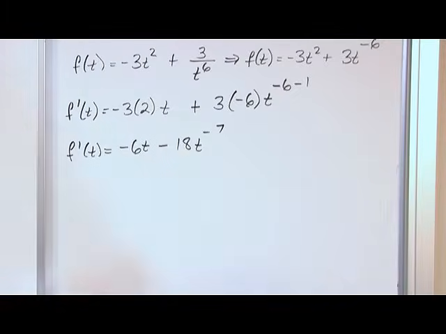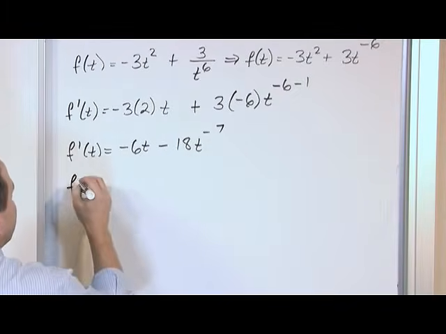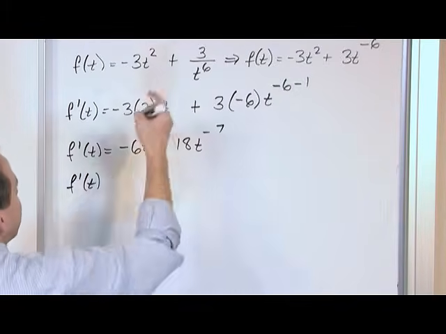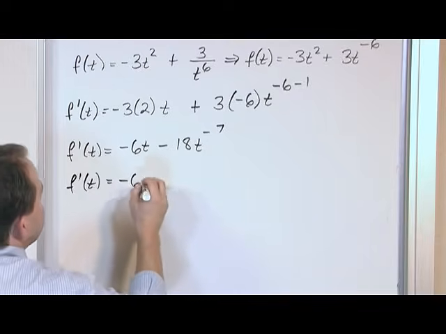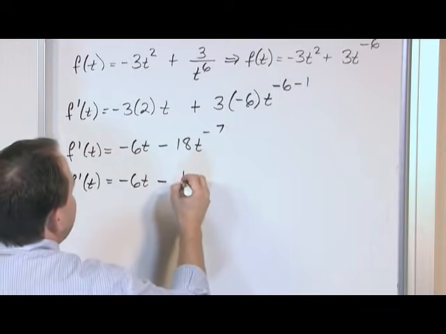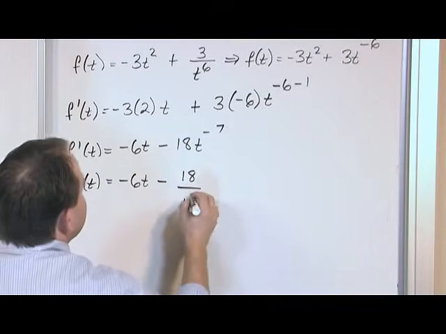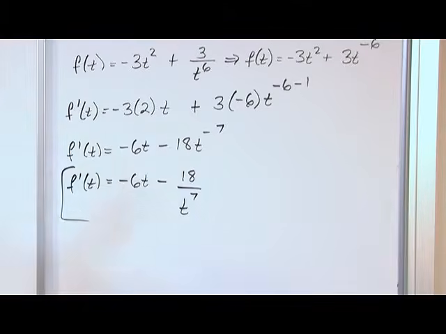To the negative 7. And I can rewrite this term if I want to match how my original problem was written. So I would say negative 6t minus 18 over t to the positive 7th power. And I don't have to do this. I could totally leave it like this. So the answer I'm going to get is negative 6t minus 18 over t to the power of 7.